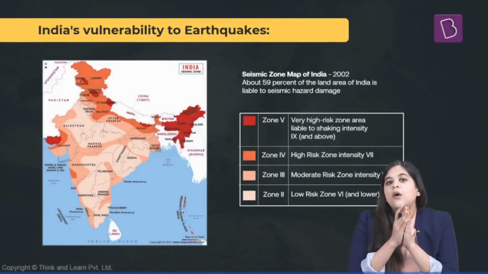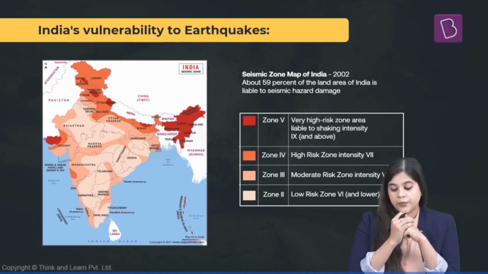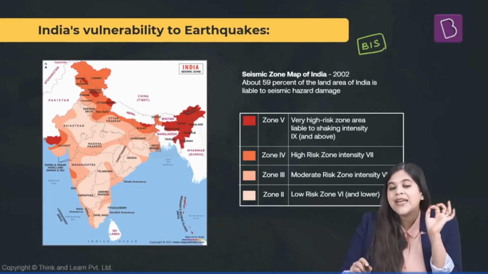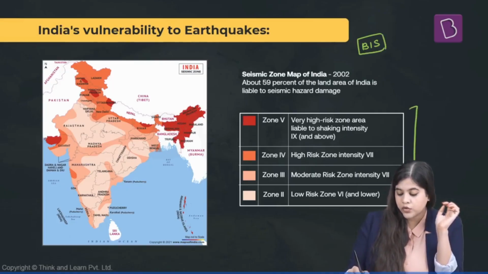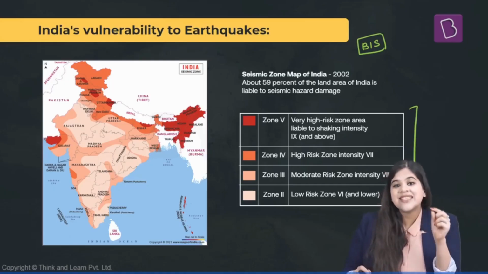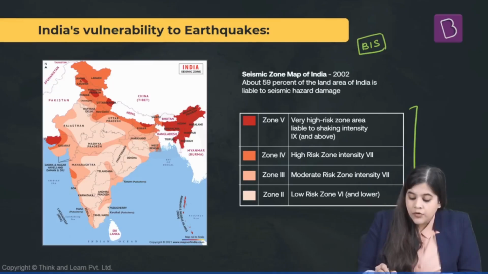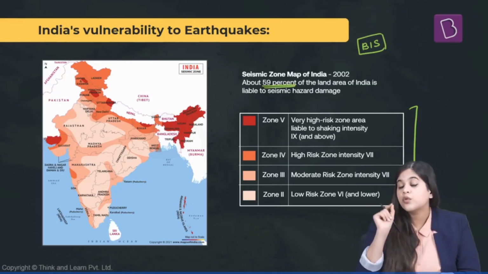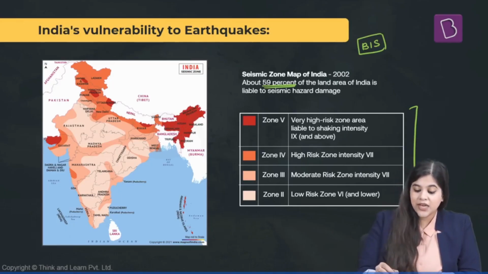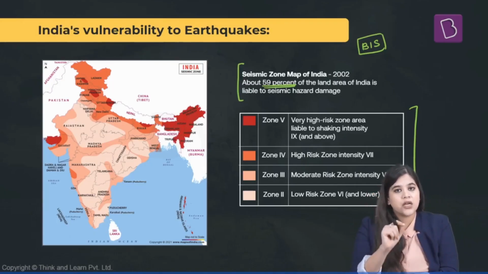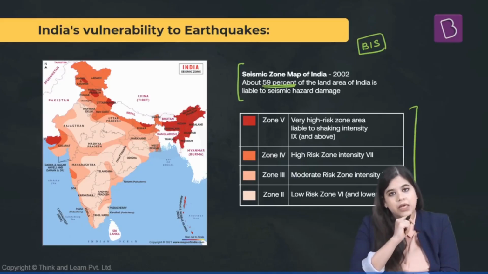Now, how is India vulnerable towards the earthquakes? The Bureau of Indian Standards has divided India into 4 zones, depending upon the risk that each zone experiences or possesses when it comes to earthquakes. About 59% of the total land area of the country is vulnerable to earthquake, making it very important for us to understand the reasons for their occurrence and how they can be mitigated.